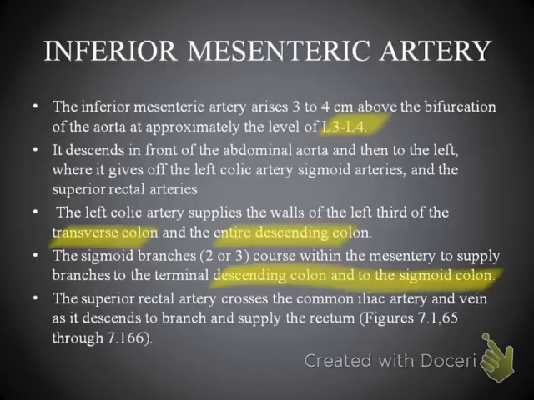The superior rectal artery crosses the common iliac artery and vein as it descends to branch and supply the rectum. So pretty much with the IMA, you should be able to figure out which one is which. Colic artery, transverse colon and descending colon. Sigmoid supplies mostly the sigmoid, and the rectal artery supplies the rectum.